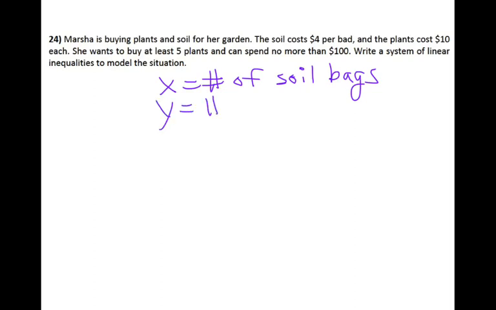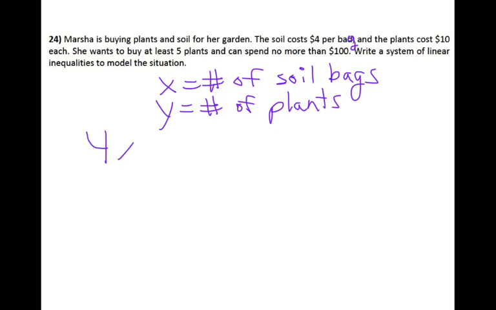Marcia buying plants. We did this one the other day in class as a warm-up, but we'll take a look at it again here. So we got Marcia. Let's see, I'm going to say X is the number of soil bags, and Y equals the number of plants. And I know that's a typo there; the number of 4 per bag is what it's supposed to be.